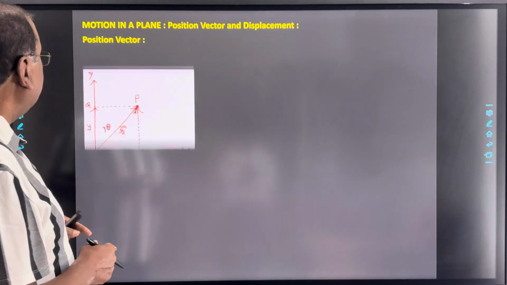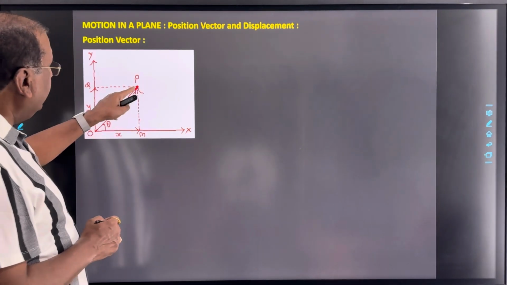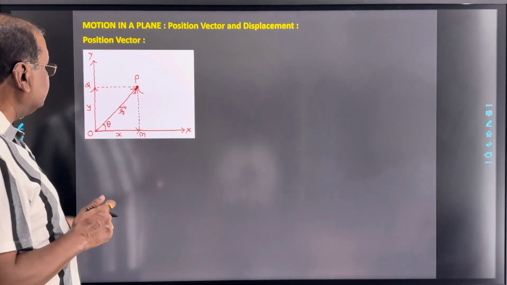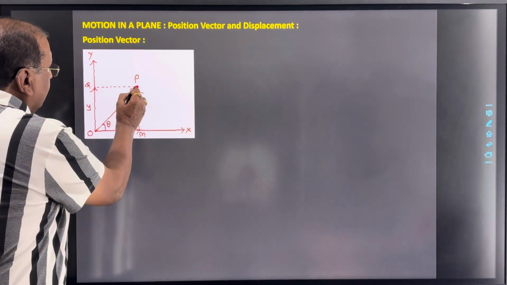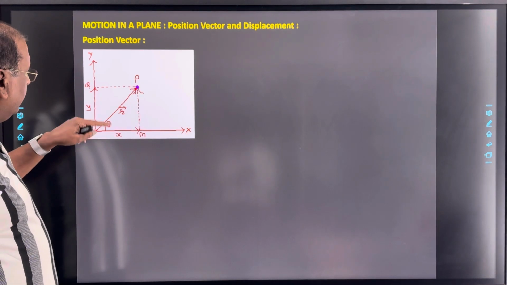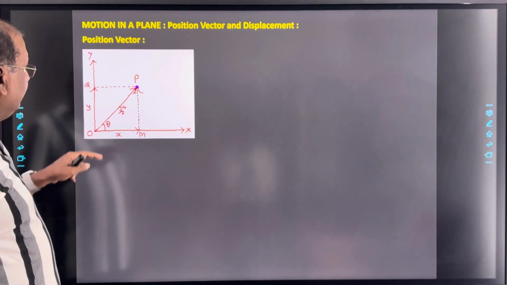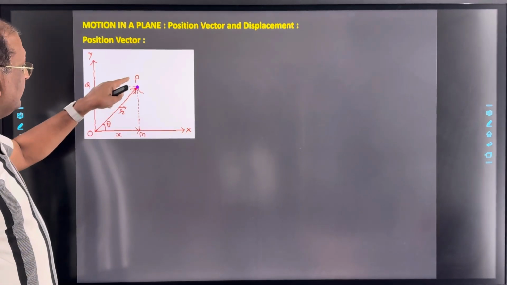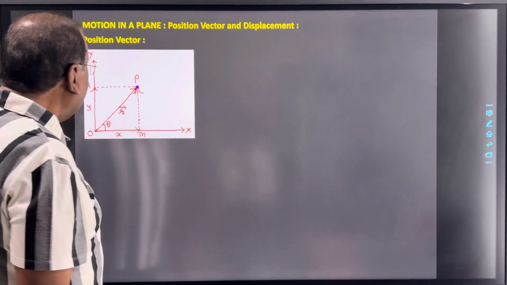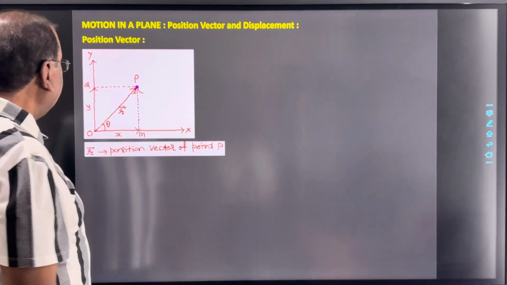Now, suppose as shown in this particular figure, we consider any point P in a two-dimensional Cartesian coordinate system. Now, for this particular point P, prepare the position vector from the origin. So, OP, this particular vector prepared here, we can say is the position vector of particle P, which we can represent as vector R. Clear? Okay. So, R is the position vector of point P.